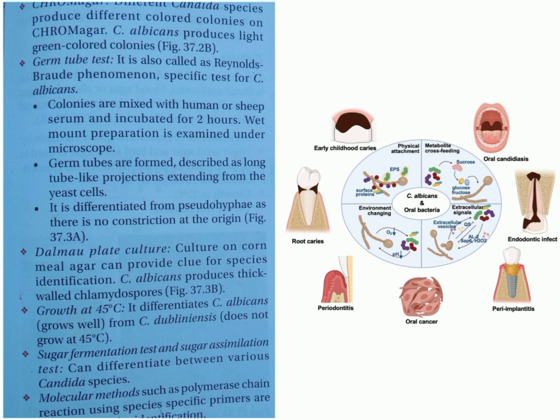Candida albicans produces thick-walled chlamydospores. Growth at 45 degrees Celsius differentiates Candida albicans, which grows well, from Candida dubliniensis, which does not grow at 45 degrees Celsius. Sugar fermentation test and sugar assimilation test can differentiate between various Candida species. Molecular methods such as polymerase chain reaction using species-specific primers are useful for species identification.